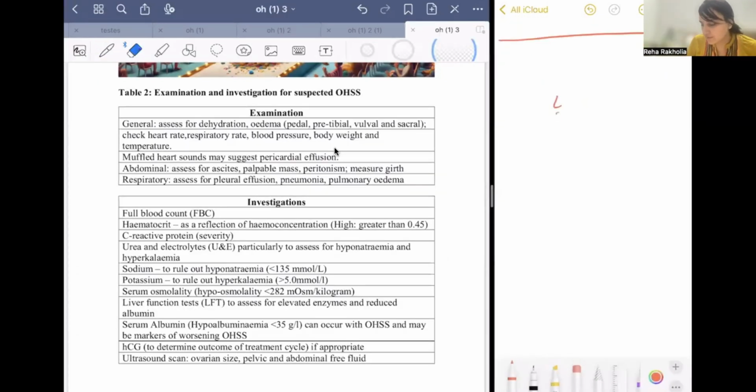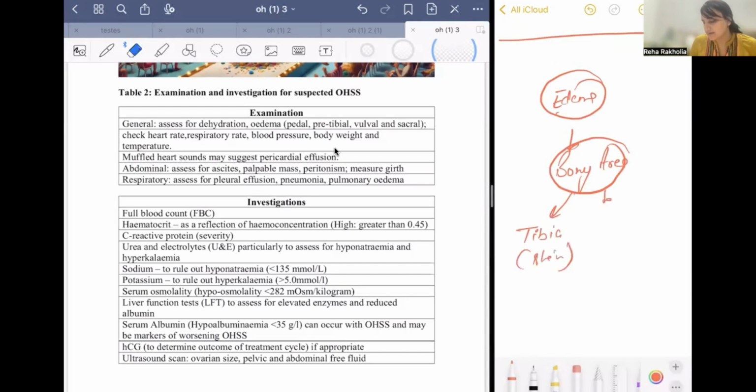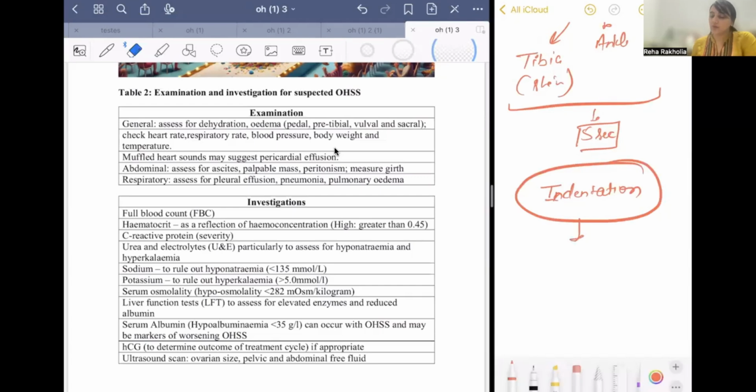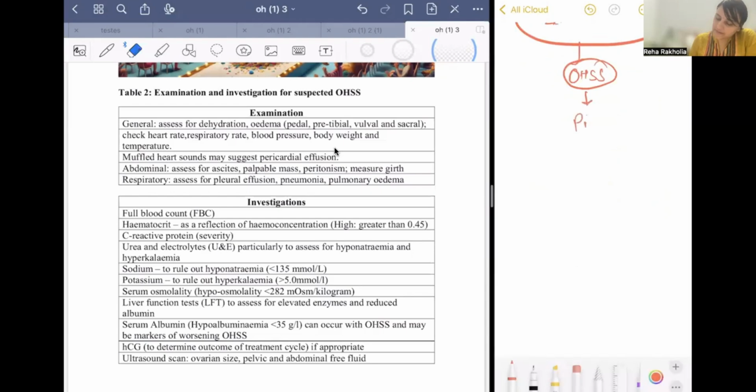Now we'll see edema. How will we assess edema? We'll press the bony areas to assess the edema: the shin of the tibia, ankle, and sacrum for 5 seconds, and we'll look for indentation. If there is indentation, that means edema is present, because in OHSS there will be pitting edema. There are two types of edema, no? Pitting and non-pitting. In OHSS, indentation will occur.